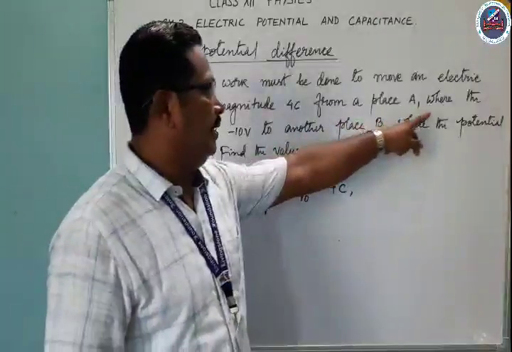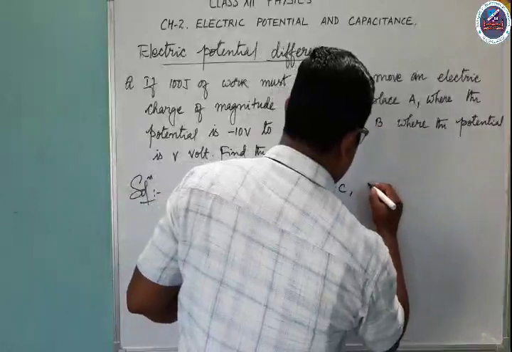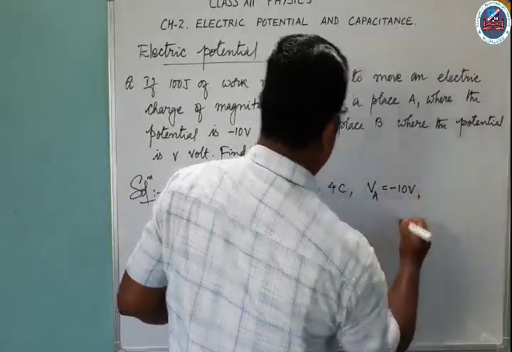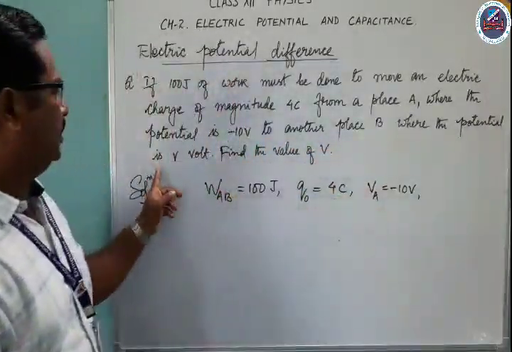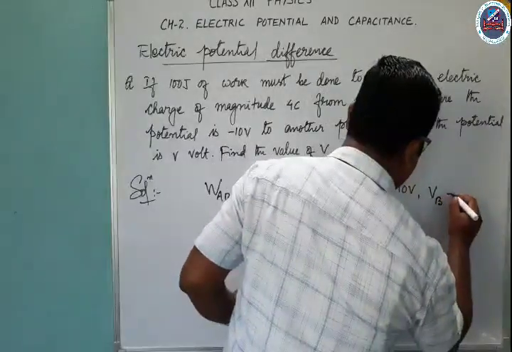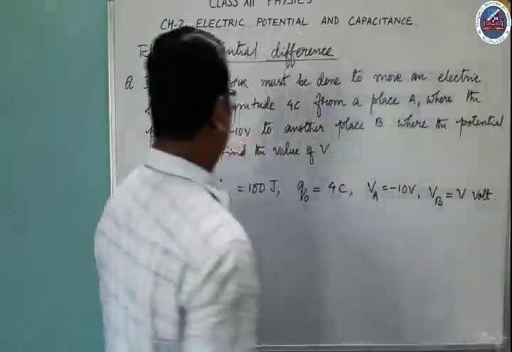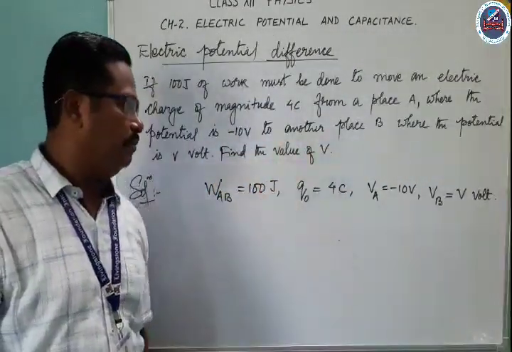From a place A where the potential is minus 10 volt. Potential at A is minus 10 volt. To another place B where the potential is V volt. And from here you are asked to find out the value of V.